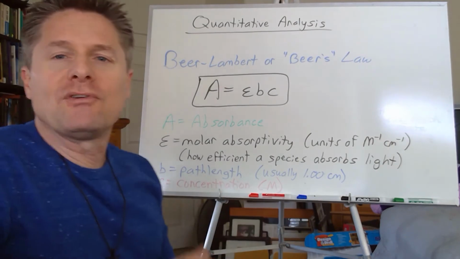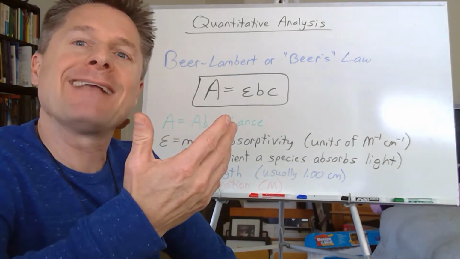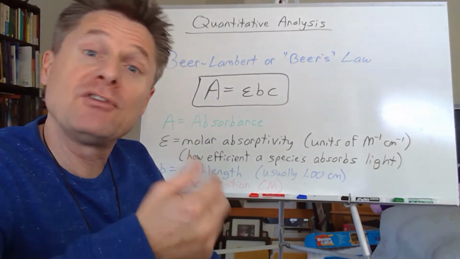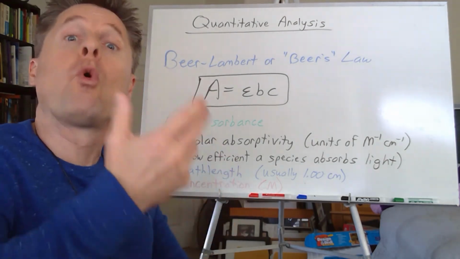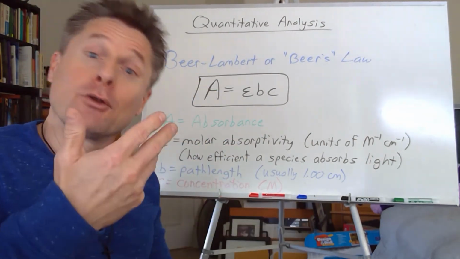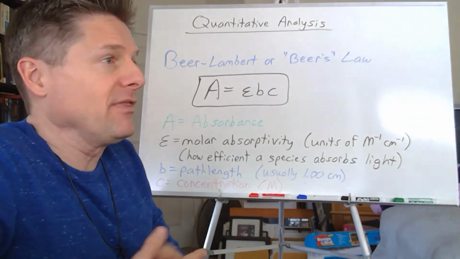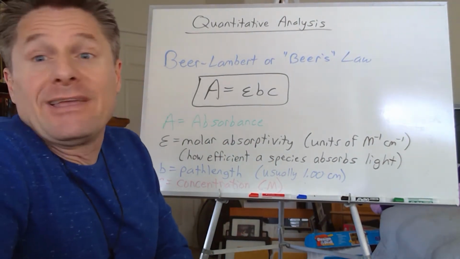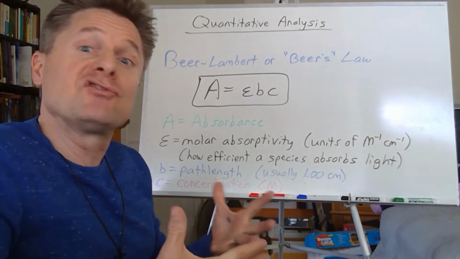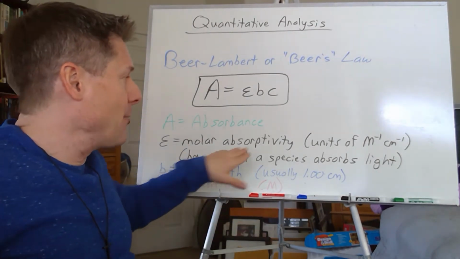Molar absorptivity is, think of it as the tendency for a particular species to absorb light at a particular wavelength. Right? And it's unique for each species. So think of it as like a specific heat or something like that. It's just based on the structure of the molecule. We're not going to get into details of that, but that's essentially what that is.